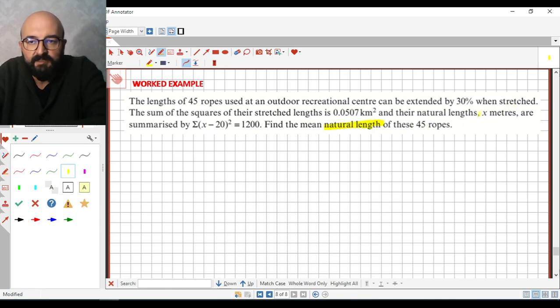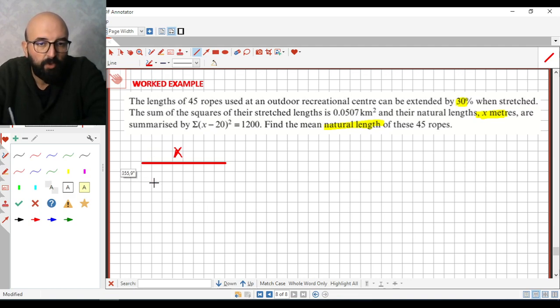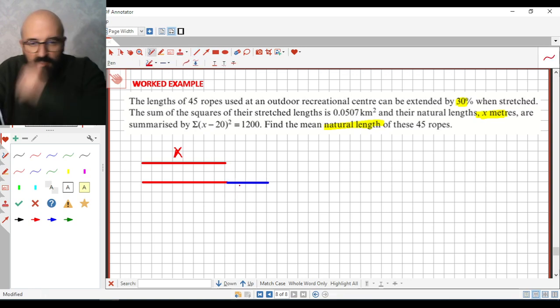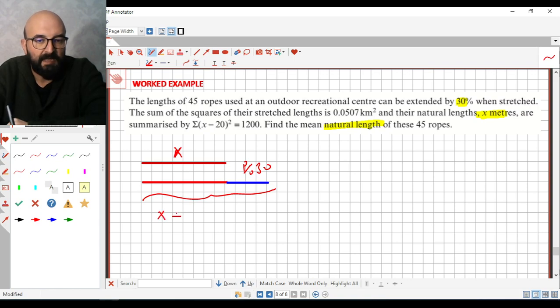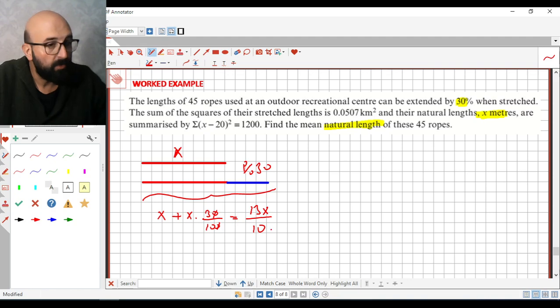The natural length is denoted by x, and the stretch is 30%. The stretch of 30% means the length becomes x plus x multiply 30%. So it means 13x over 10.